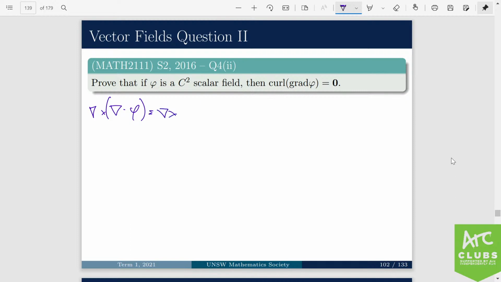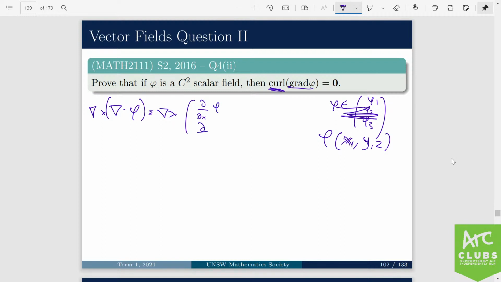So apply the definition. Again, since we're using the curl, we assume that this function phi has 3 components. So we start with the gradient, and that's just partial x. Wait a second, sorry, I meant it's a scalar field. Sorry, it doesn't have 3 components. It's a function of 3 variables. Okay.